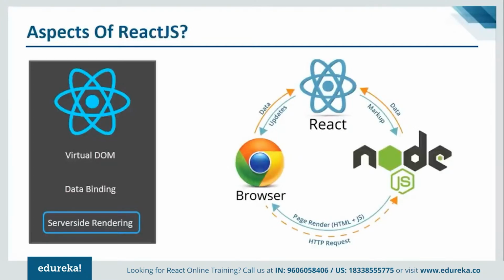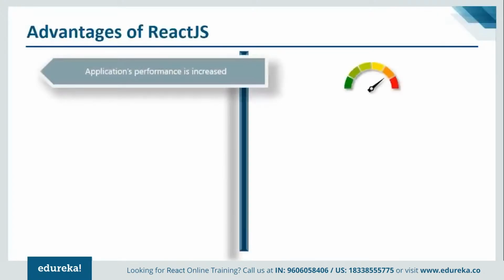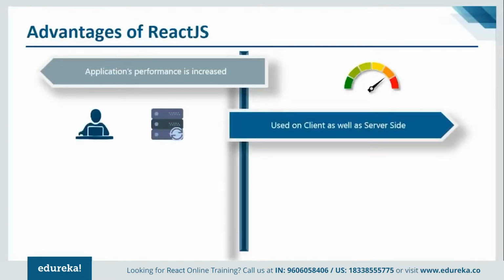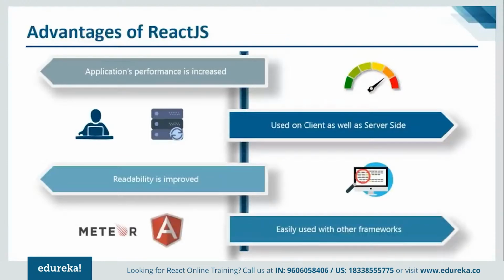All of these features together make ReactJS a powerful and robust language which provides us with some major advantages. Because of the use of virtual DOM, the application's performance increases. Moreover, it can be used on client as well as server side. React's JSX increases the readability of the code, so it becomes easy to debug and maintain. And lastly, ReactJS can be easily integrated with frameworks like Meteor or AngularJS.